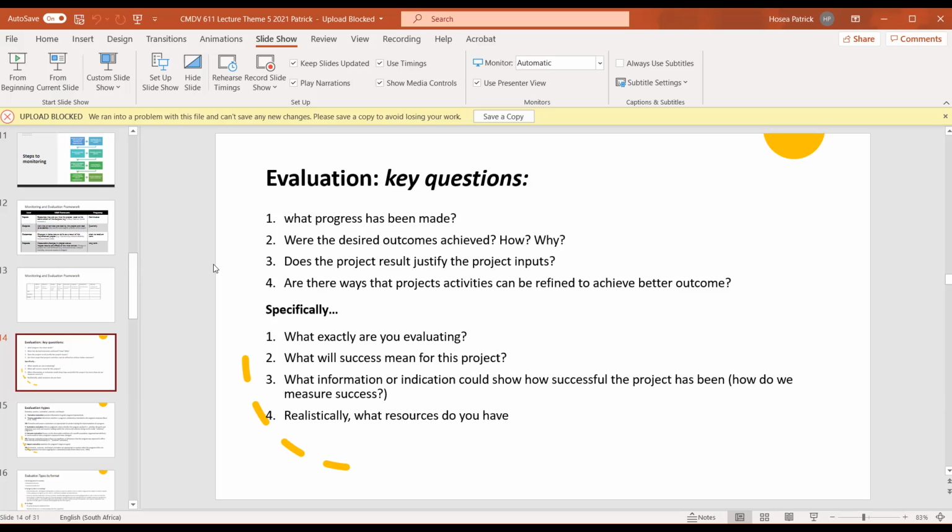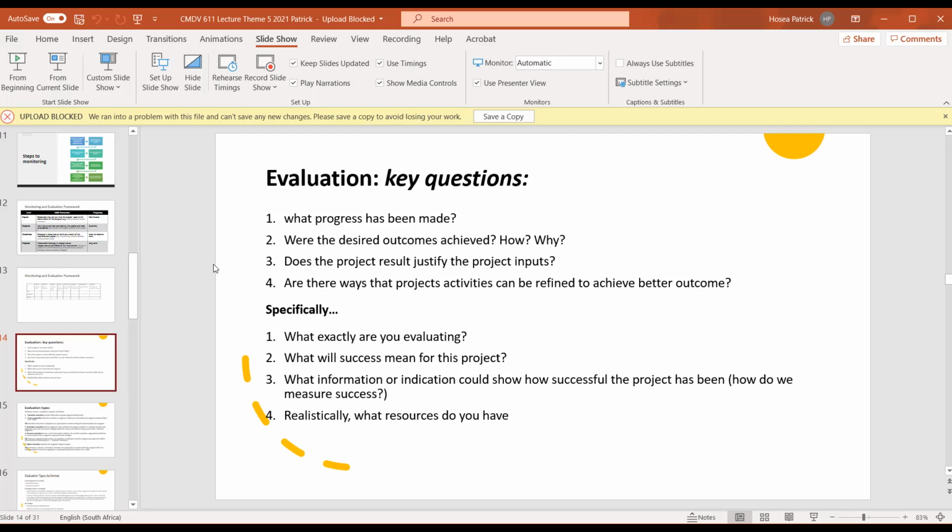And then, does the project result justify the project inputs? Is there a justification for the resources that have been put into the project and the results we are getting from that project? And then, are there ways that project activities can be refined to achieve a better outcome? Remember, I gave an example just now. We used 50,000 rands and we trained 100 people. Is there a way for us to train 150 people with the same amount of money? So these are the things you look at when you evaluate.